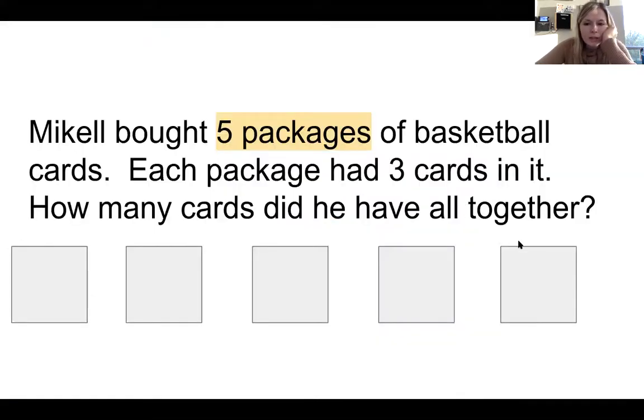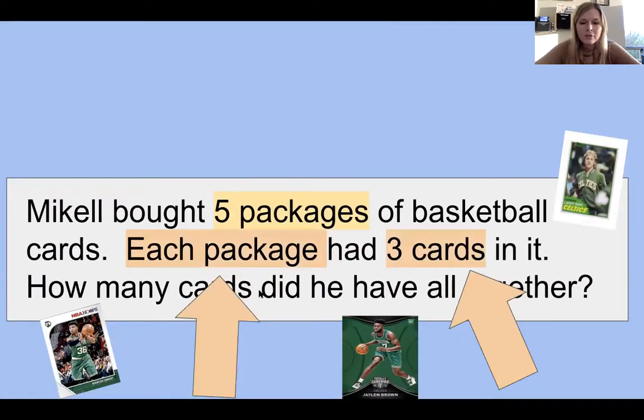So here's what that looks like. 5 separate packages, 5 groups. Now, it also says each package had 3 cards in it. Another important part. Each package had 3 cards.